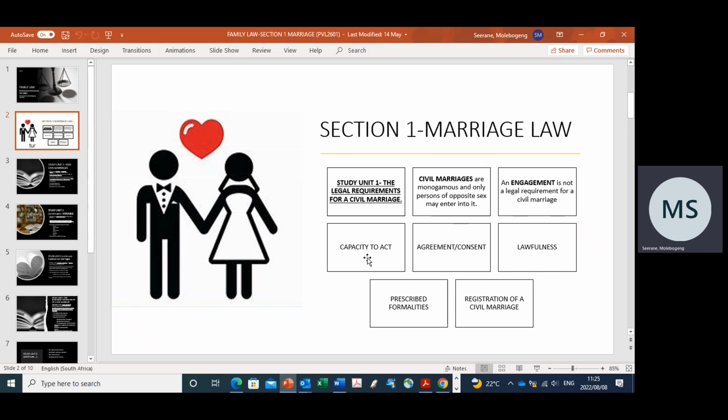The first requirement that we'll be focusing on is that both parties must have the capacity to act, meaning that they must be of sober mind to be able to perform the act of marriage, to accept, to consent, to perform this act of entering into the marriage.